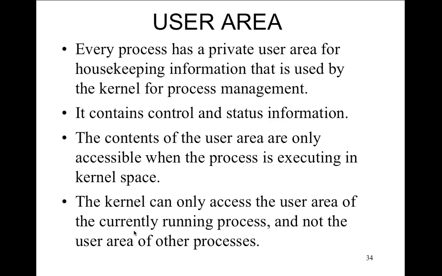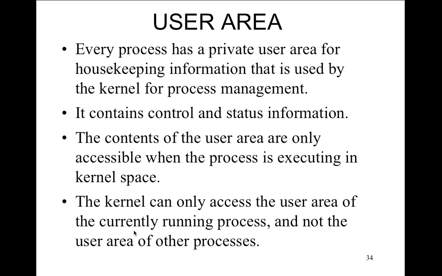So the user area. Every process has a private user area for housekeeping. The information is used by the kernel for memory management, or process management I should say, for all sorts of different things. And it's really just specific to what the process is doing. It contains the control and status information of what's going on in the program, because we have to have some way of loading that up into memory. We have multiple processes going on, and not all of them are running simultaneously. So we have to switch back and forth between the different processes.